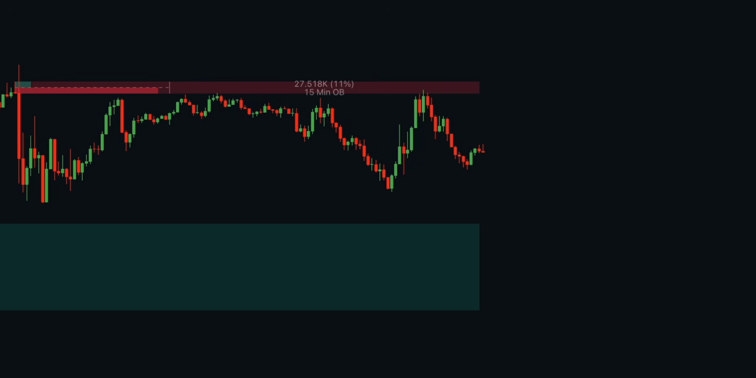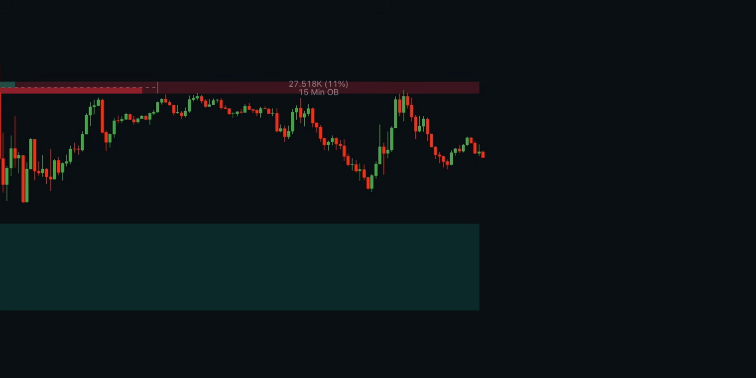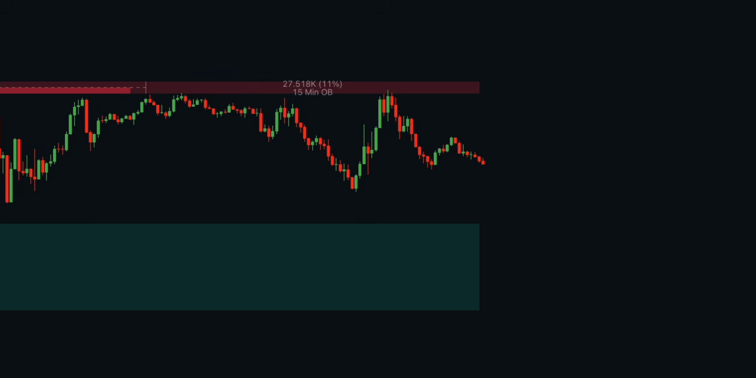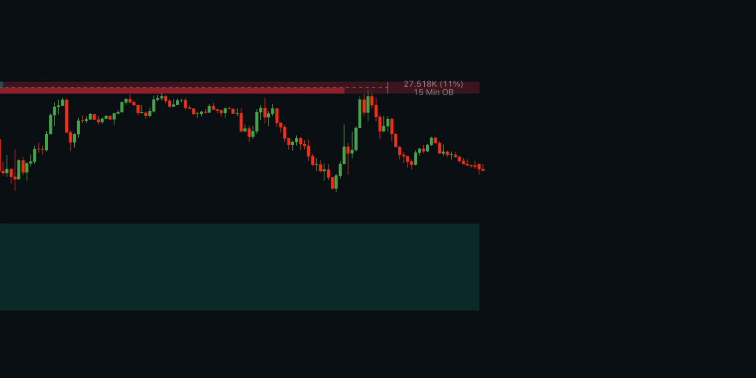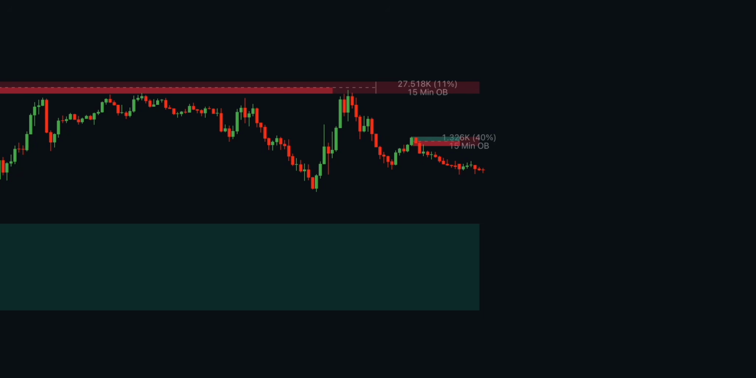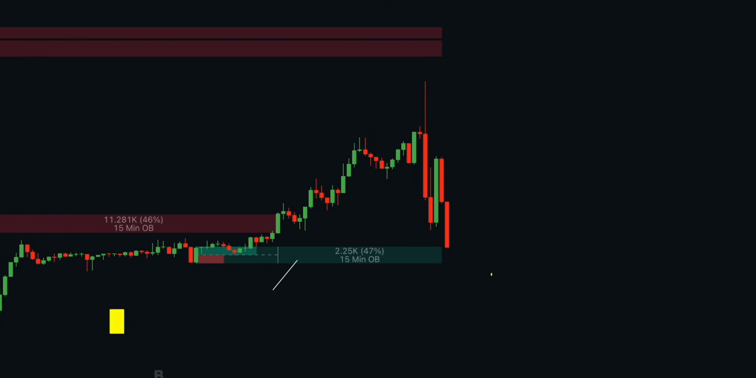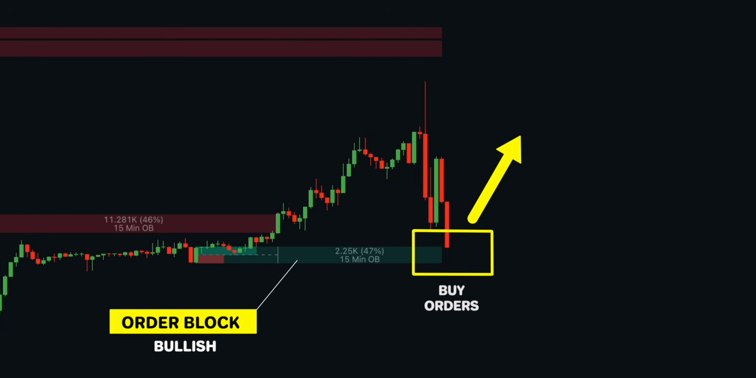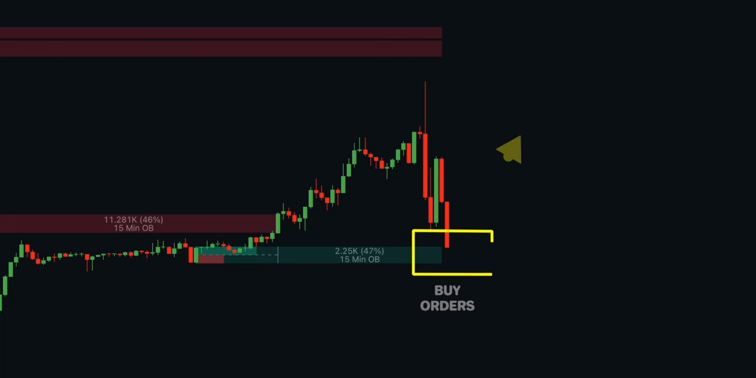A strategic approach with the order blocks indicator involves focusing on volumetric order block retests. This means identifying significant order blocks that are likely to act as key support or resistance levels and watching for price action to retest these areas. The volumetric data adds an extra layer of validation, ensuring that these order blocks carry significant market weight.